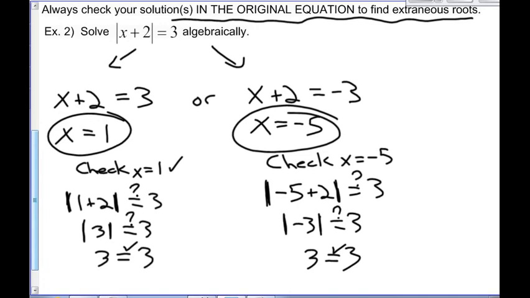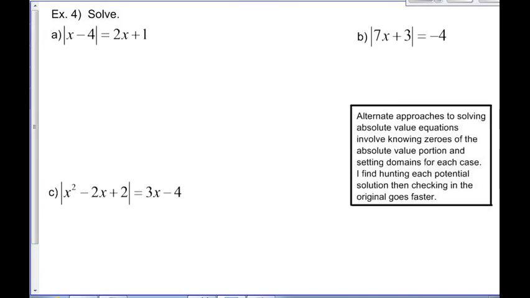But it's possible that you'll have extraneous roots, ones that don't work at the end. We'll work this through in a couple of other examples. So this first one, we have absolute value of x minus 4 equals 2x plus 1.